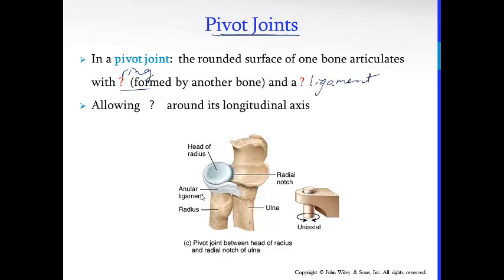So if you can see over here, we have the head of the radius that fits into the radial notch of the ulna, and it needs that ligament to hold it in place. So this is going to allow rotation around that longitudinal axis.